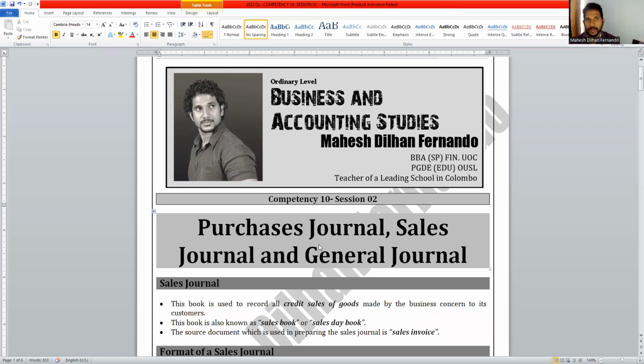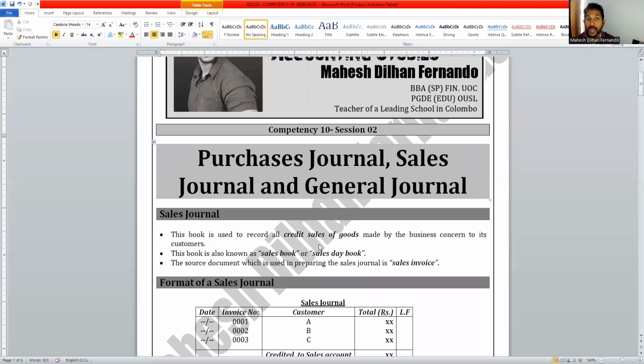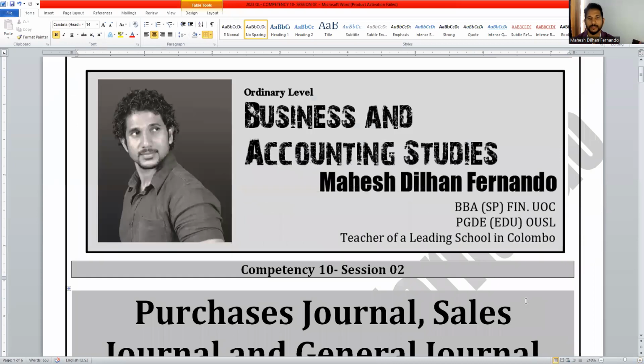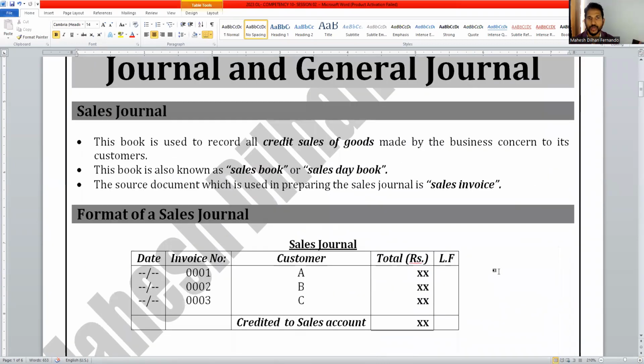Sales journal. Take out your highlighters, please. This book is used to record all the credit sales of goods. Highlight this, please. Credit sales of goods made by the business concerned to its customers. Once again, you have to give the precise answer. Don't say it's credit sales. You have to say credit sales of goods. That makes sense. This book is also known as the sales book or the sales day book.